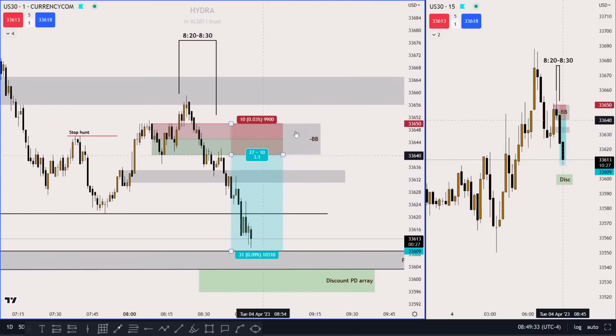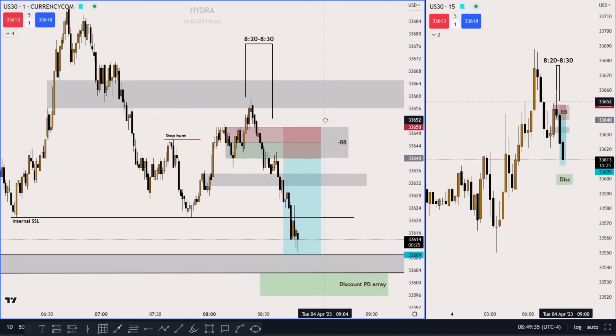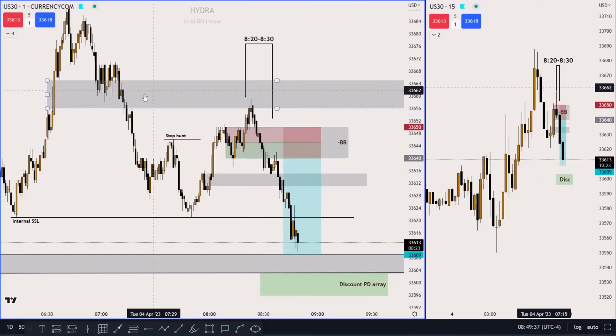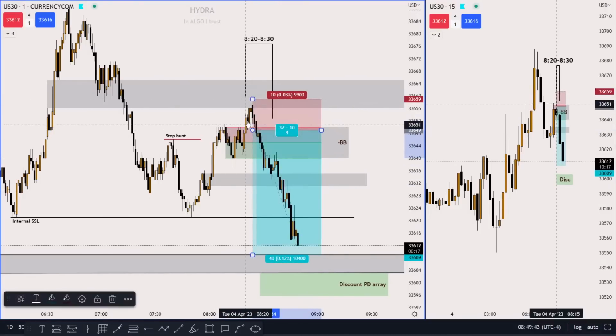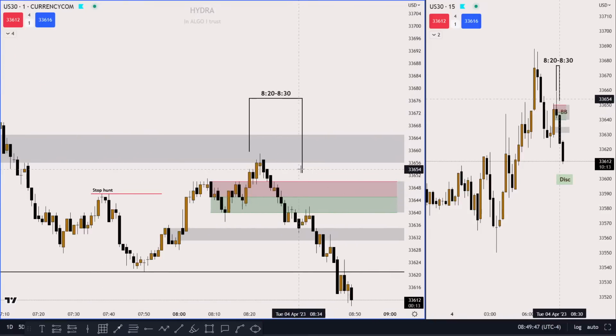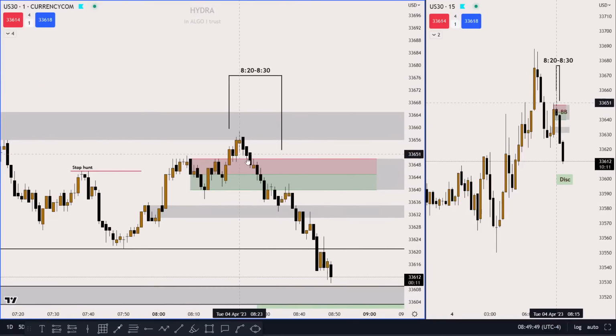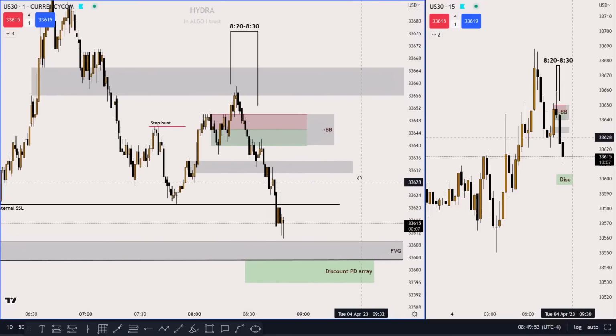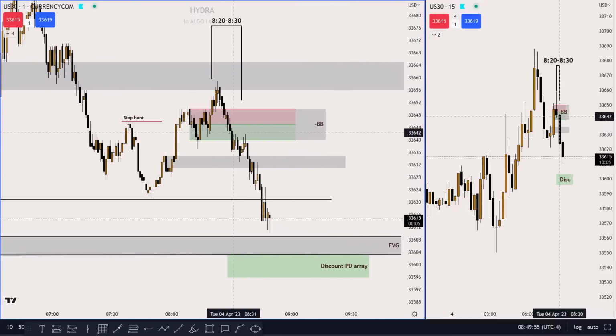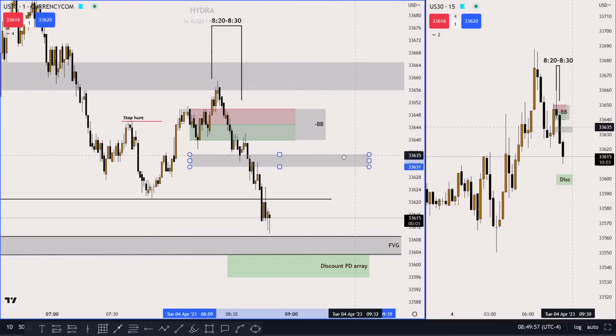If you were a good ICT student, you would have entered once price hit this reclaimed fair value gap, right? I would have entered once price was closing a candle's body below this down close candle that you see right here. I would have entered there, but I was doing analysis on other charts, so I missed the trade. Anyway, I took an entry here, right?